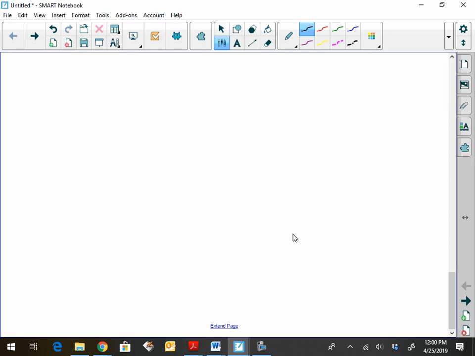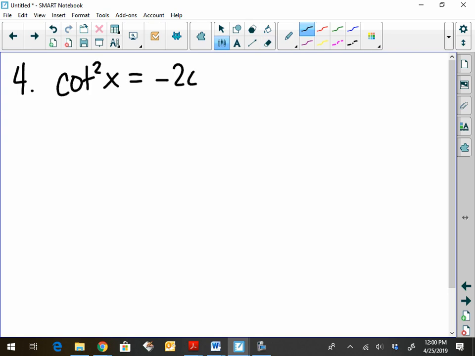Example 4. This should be our last example. If we have cosine squared of x, or no, cotangent. Let's go with cotangent. Cotangent squared of x equals negative 2 cotangent of x minus 1. Now notice this is a quadratic, right? So I'm going to mirror this if it was written as x squared equals negative 2x minus 1. So it's similar, but instead of just x's as variables, we have this trig function as well.